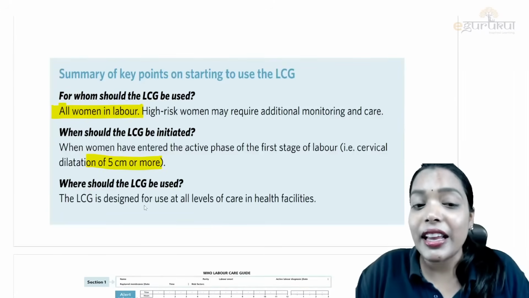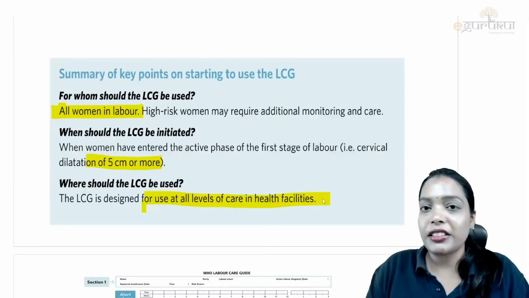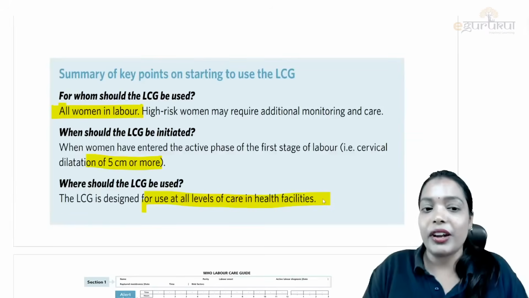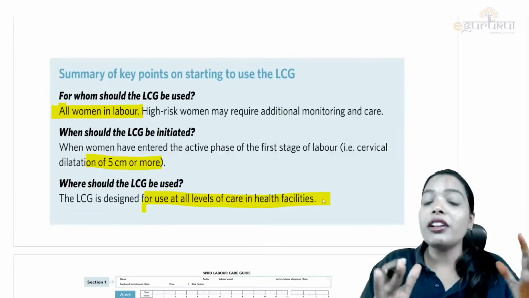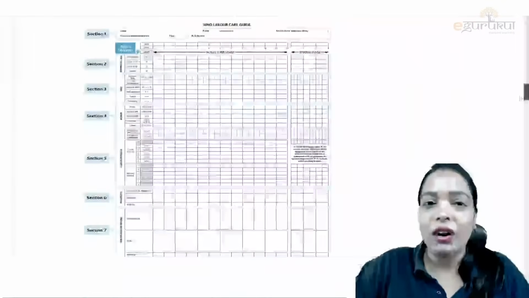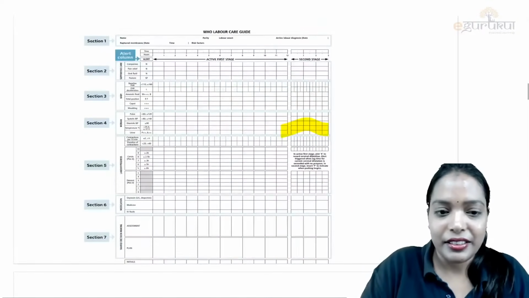And this is designed to use at all levels of healthcare facilities. It's for PHCs, tertiary care centers, everywhere. You're going to use it everywhere. So it is designed for all levels of healthcare facilities. Okay. So this is how the labor care guide looks like. So let's have a closer look.